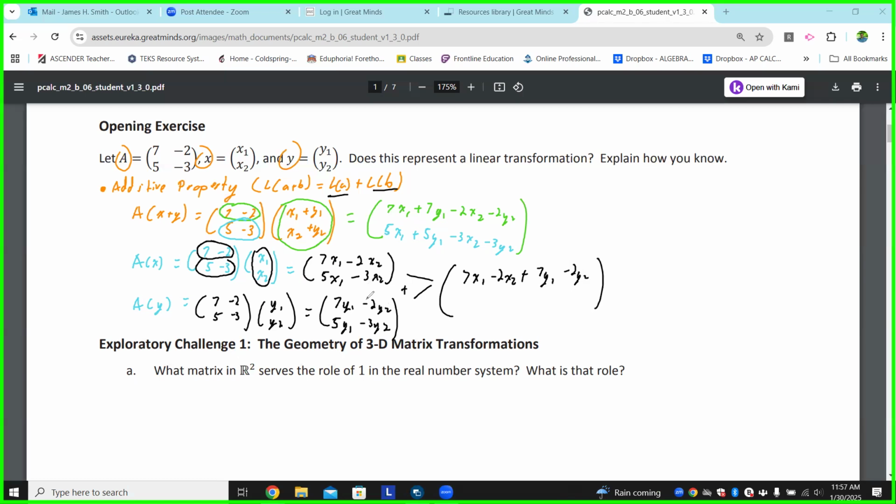Then do the same thing to the bottom. That'd be 5x1 minus 3x2 plus 5y1 minus 3y2. Now, my question to you is, is this the same as this? It is, right? Here's 7x1, here's 7y1, here's -2x2, here's -2y2. Then you look at the top, the bottom, 5x1, 5y1, -3x2, -3y2. So this is verified with the additive property.